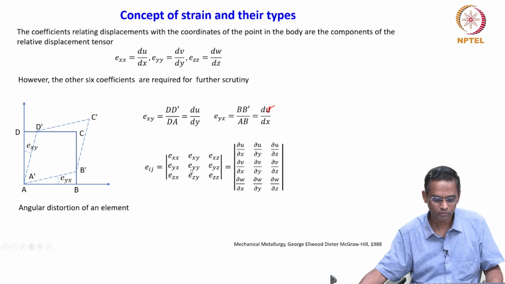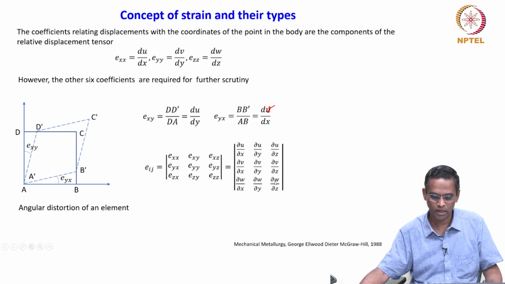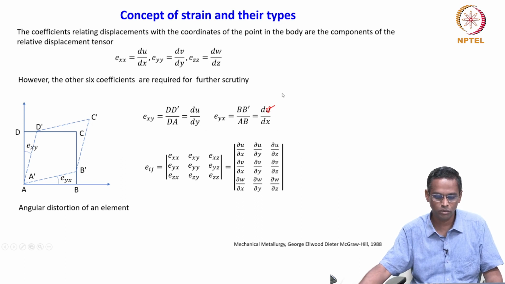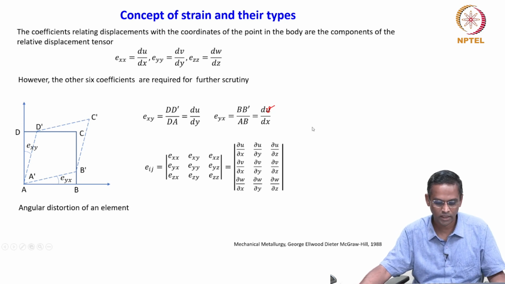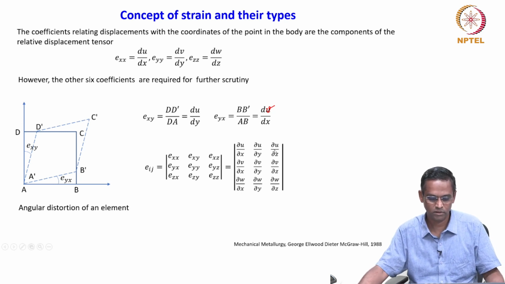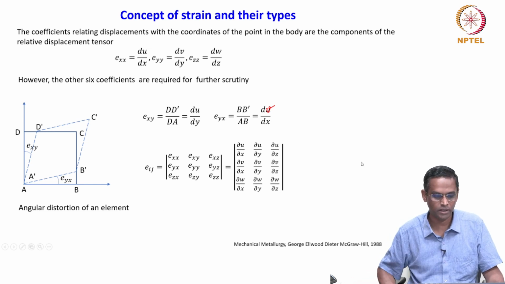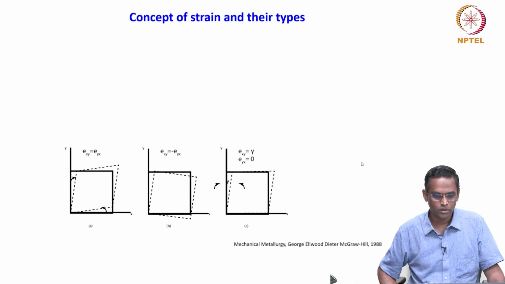So, here again, Ezx, Ezy and Ezz can be given by dou w by dou x, dou w by dou y and dou w by dou z. Similar to this, if you take a 3-dimensional figure, it can be simply worked out like this. So, similar to what we have seen in the stress.